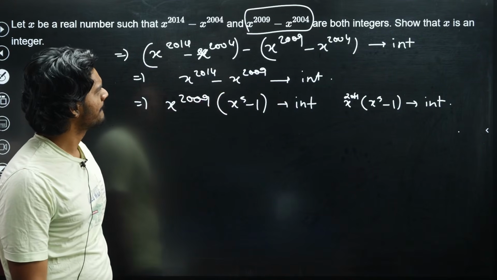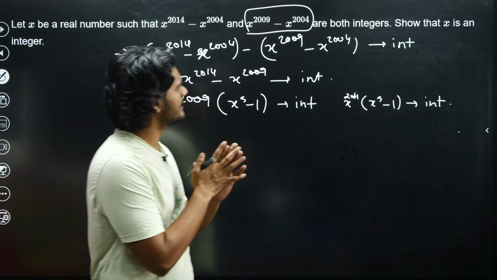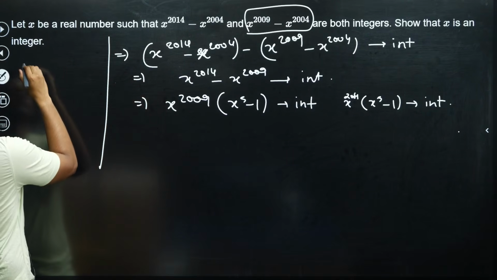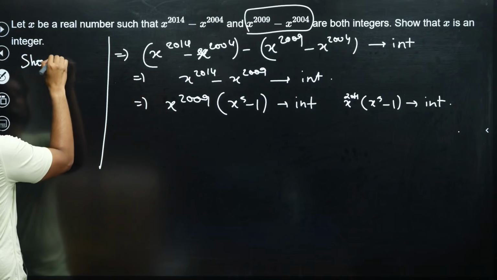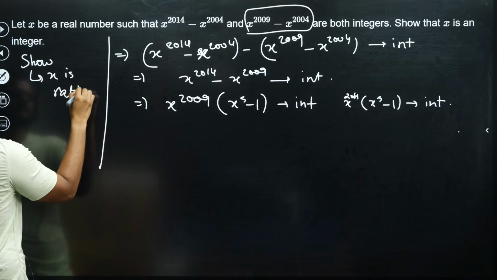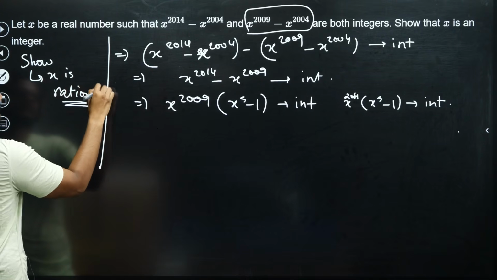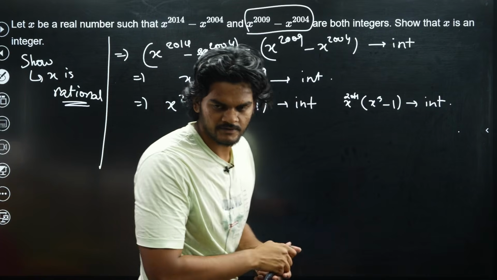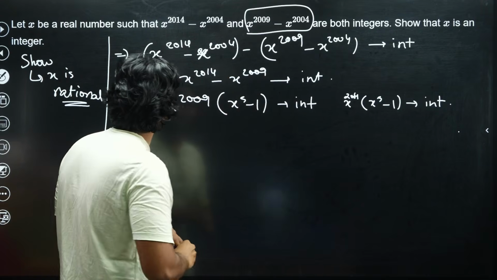First we will at least try to show that x is rational. Show x is rational, and after that we will show that it is an integer or otherwise. All right. Okay.